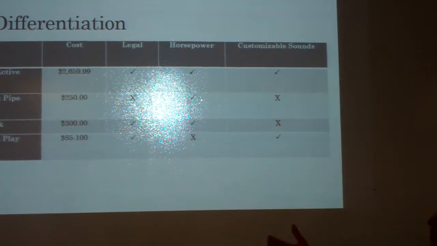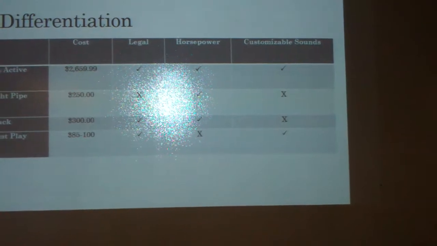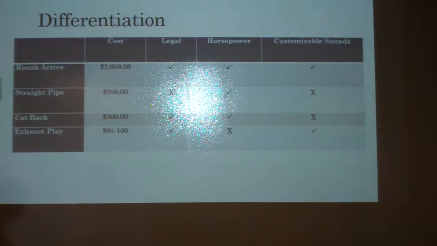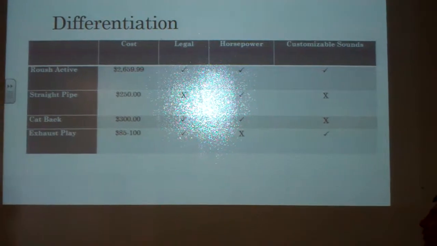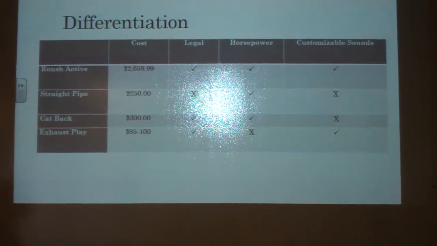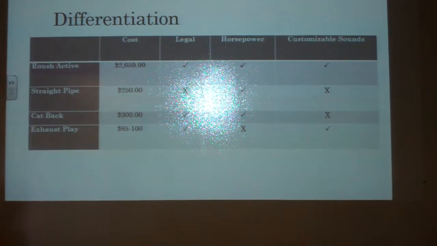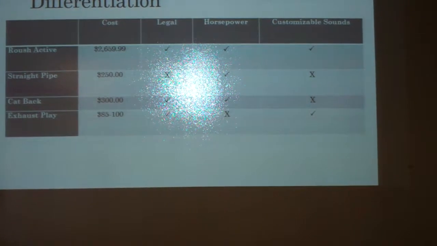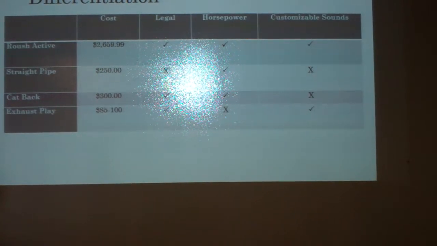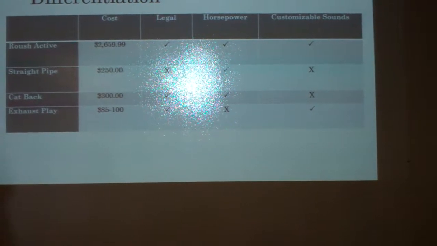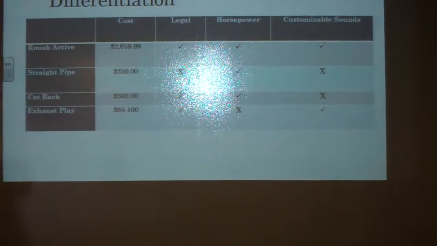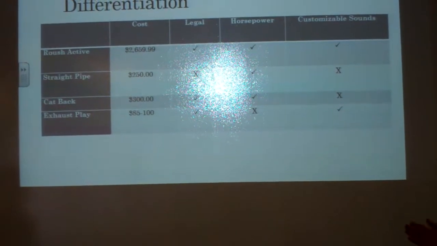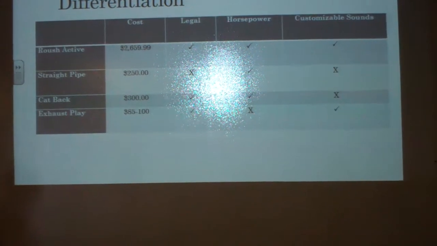And then up here we have our differentiation from other exhausts. So the Roush Active is very expensive. It's around $2,600 just for the hardware. It doesn't include the labor to install it. It is legal, it does increase horsepower, and the sound is customizable. The straight pipe is not legal, technically, depending on how you get around it, but typically it's not legal in most states. It does increase horsepower very minimally, and the sound is not customizable.